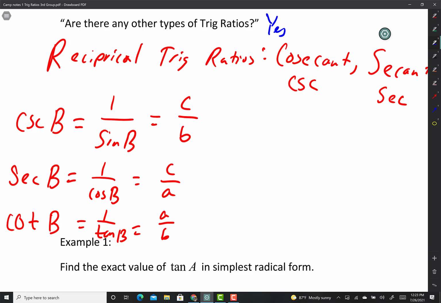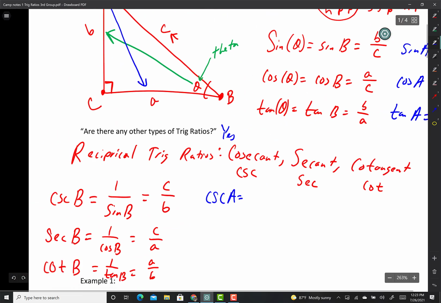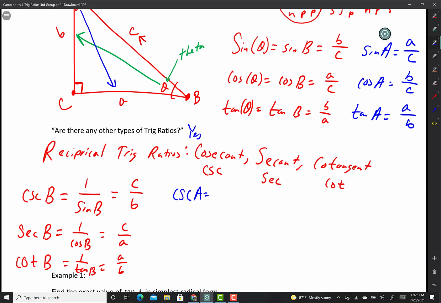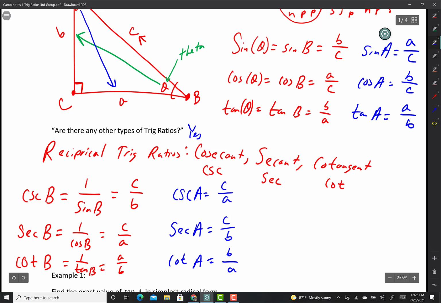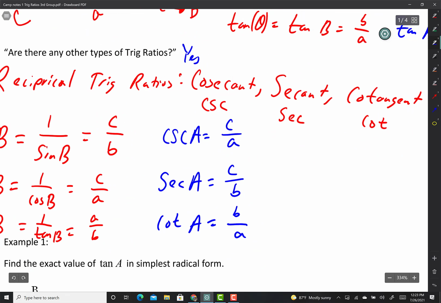Now, let's see if we can do the other one, guys. If you want to go fast, go for it. See if you can do it before I finish here. Cosecant of A. I'm looking at the same right triangle. Cosecant of A is the reciprocal of sine, C over A. Secant of A is the reciprocal of cosine, so C over B. And then cotangent of A is the reciprocal of tangent, so B over A. How are we feeling? Do we feel okay, guys?